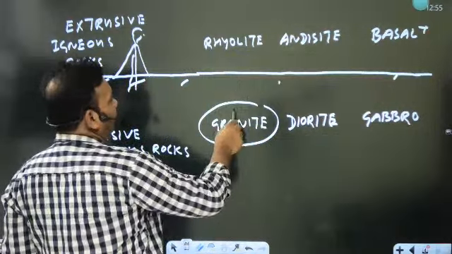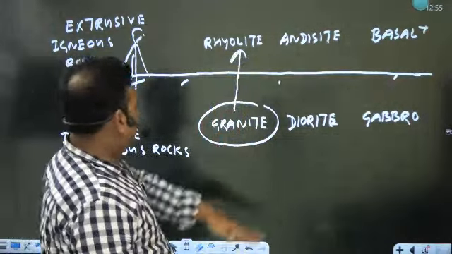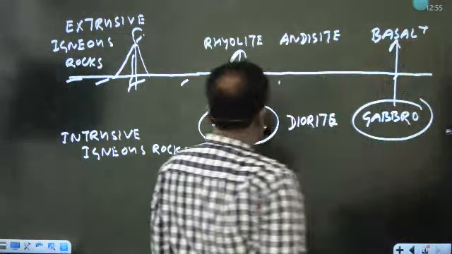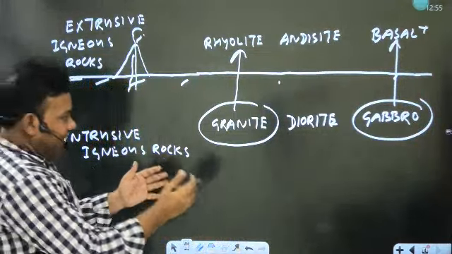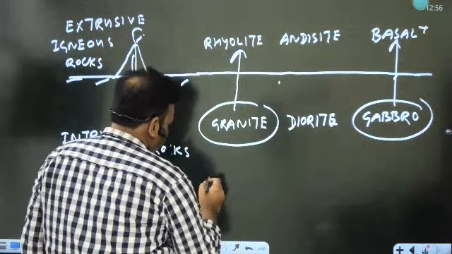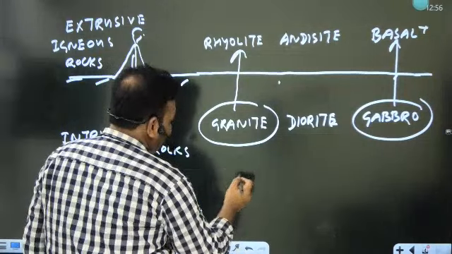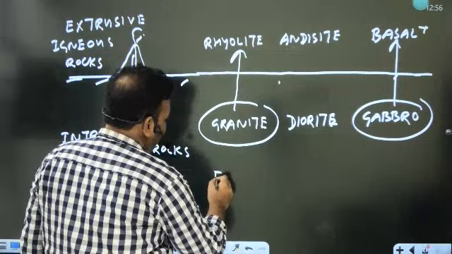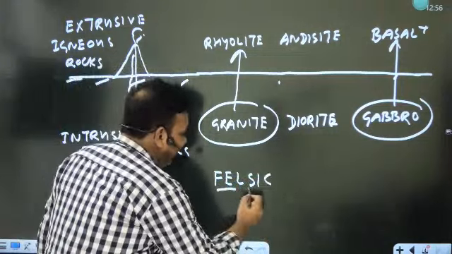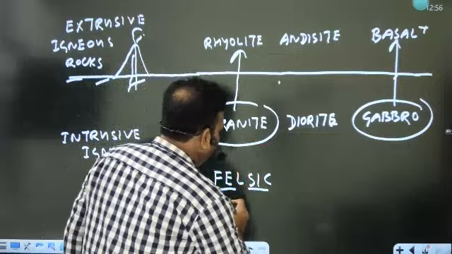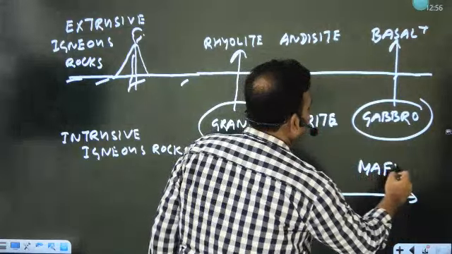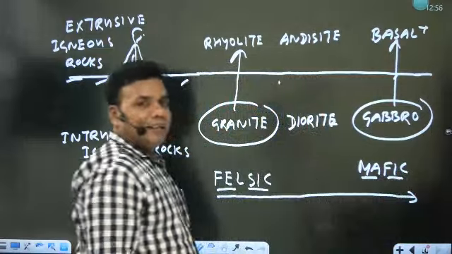If you look here, granite is an intrusive igneous rock, and the extrusive equivalent of granite is rhyolite. Similarly, gabbro is an intrusive rock and basalt is an extrusive rock. I have written it in this manner so that you can easily recall this concept. Just see here, one is mafic and another one is felsic. These are felsic minerals, feldspar and silica. As you move from granite towards gabbro, these are mafic in nature, mostly magnesium and ferrous compounds. They are heavier.